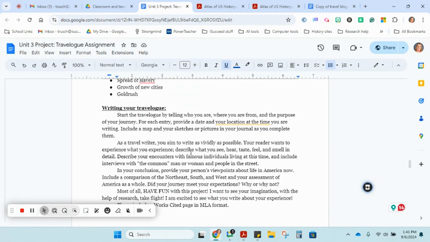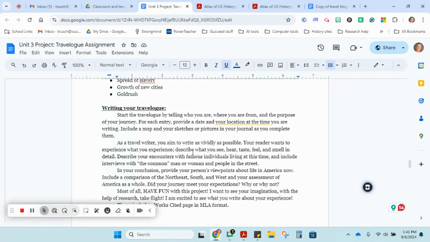So, in starting off your travel log, you're going to tell me who you are, where you're from, and why you are traveling, okay? Provide a date and your location at the time that you are writing. Make sure that as part of it you have a map, okay? That's going to be in your rubric as well. I have to switch your rubric around a little bit, but that will be in there, okay?